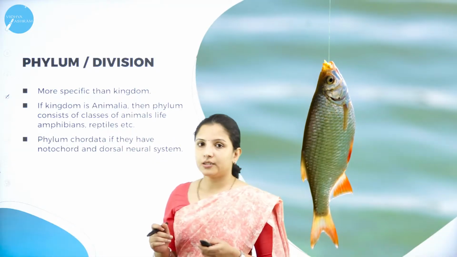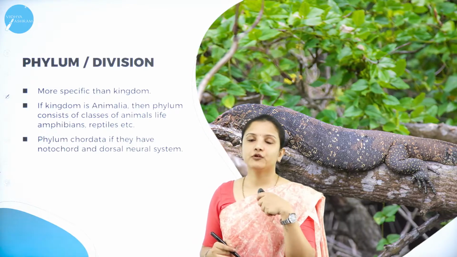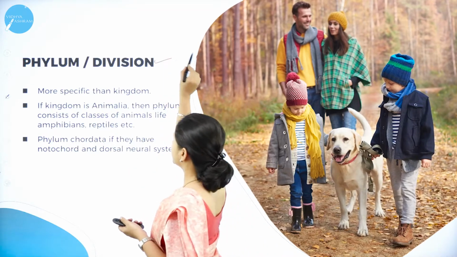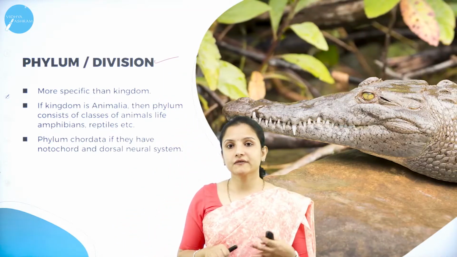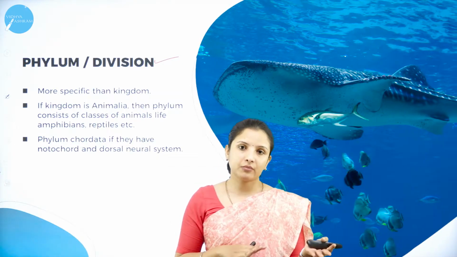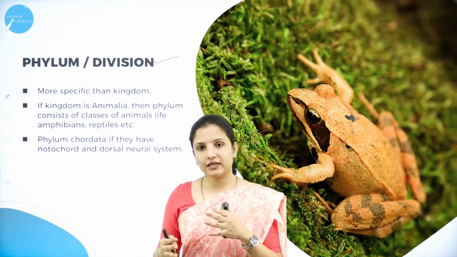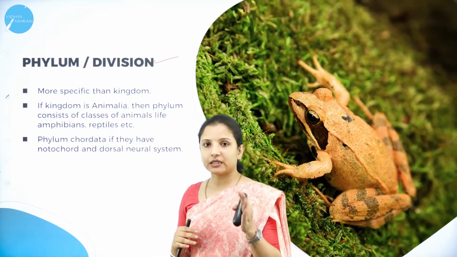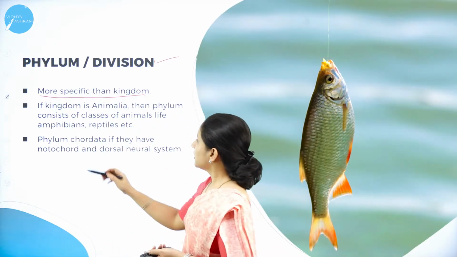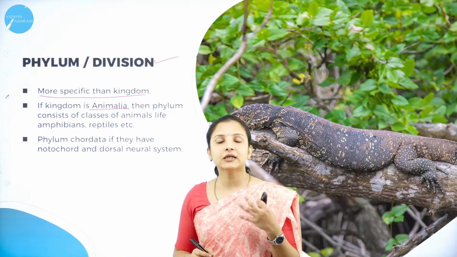After kingdom, we have the phylum or the division. Phylum is for animals. If you need to categorize animals, you call it phylum. If you need to categorize plants, you call it division. This phylum or division is more specific than kingdom. In kingdom, we know there are animals and plants, right? Animalia, Plantae. To explain phyla, I will take the example of kingdom Animalia. If kingdom is Animalia, then the phylum consists of different classes of animals.